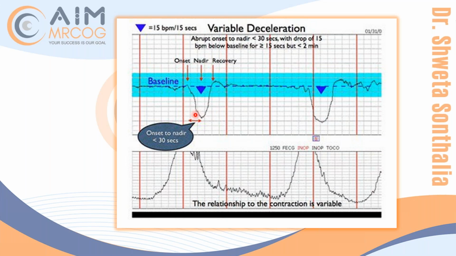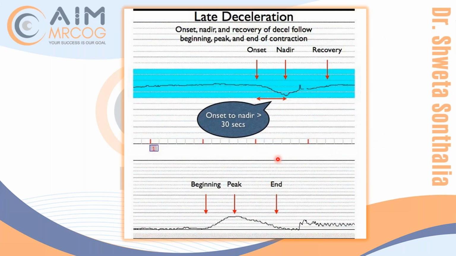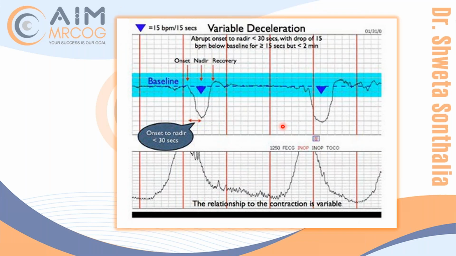So deceleration, sudden drop, sudden up, and it could be with contraction, it could be after contraction, it could be before contraction. So sometimes what happens, if you see it after contraction, you label it late, but it could be variable because variable could be anywhere. So the word variable itself is very, very important, that it can differ in size, shape, its position. So some deceleration will be small, some will be big, some will be wide.